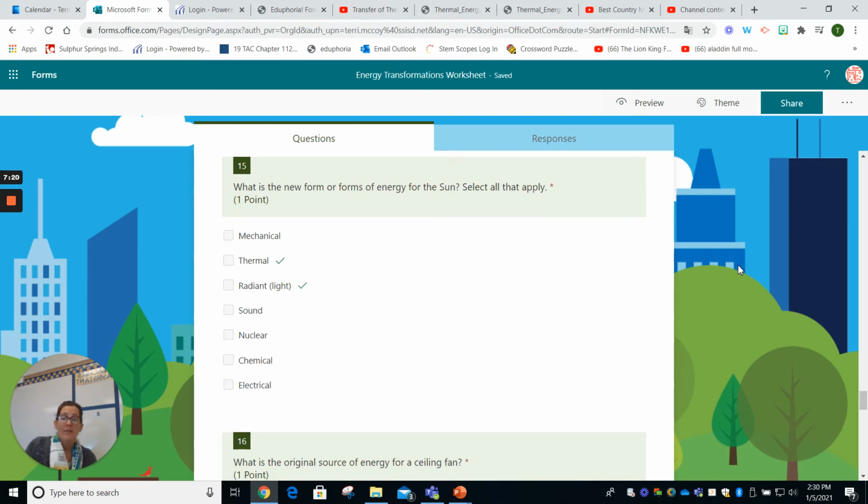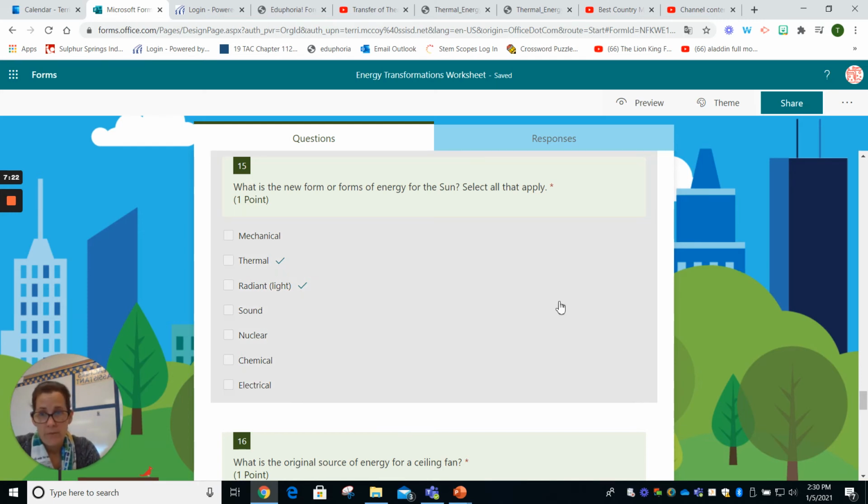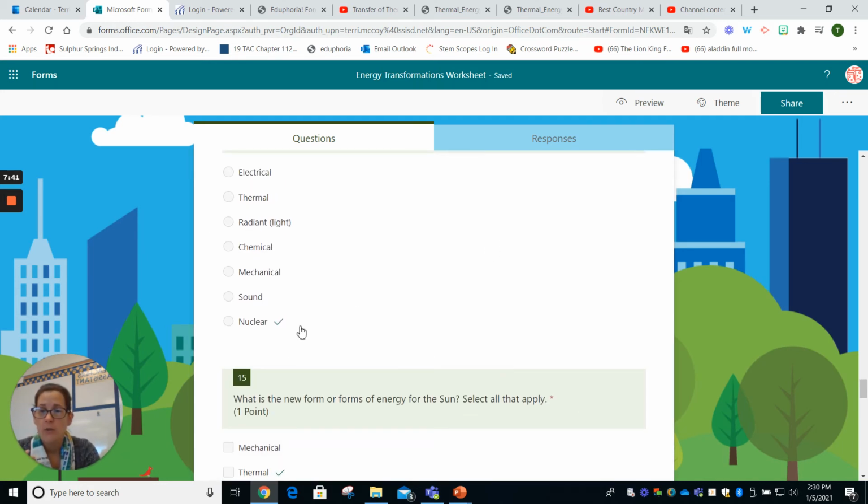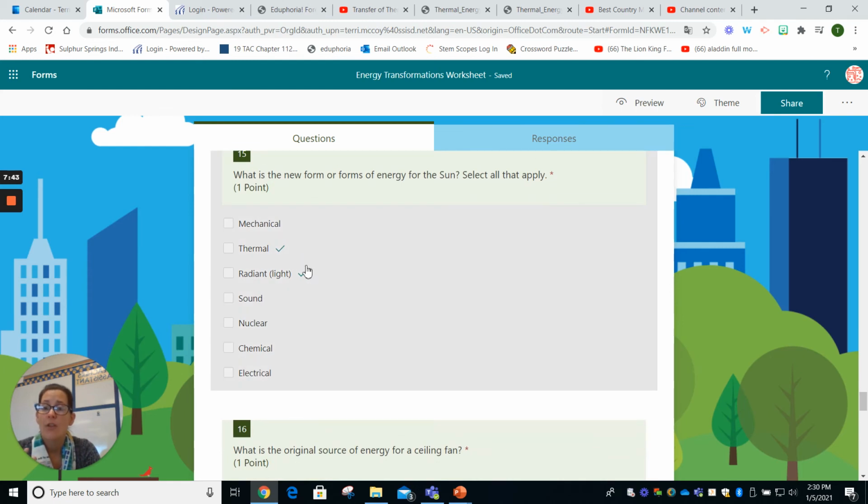Okay, so what are the new forms of energy for the sun? We've got thermal energy. That sun gives off a lot of heat. Man, we can feel it. Even here on Earth, we can feel the heat from the sun, right? And then we can also see that radiant light, that light energy that the sun's pouring off on us. We'd be lost without it, right? So the sun starts with nuclear energy and it ends with thermal and radiant energy.